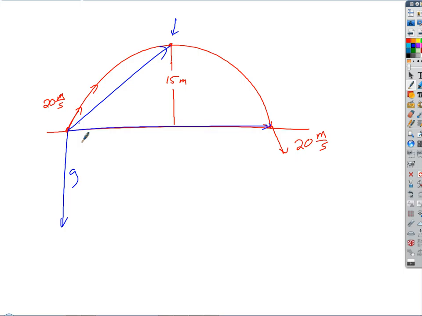Well, the speed is 20. Because we're dealing with energy, we don't deal with vectors. We just deal with scalar quantities, which is really nice. Already you get a sense this is a lot easier to deal with.